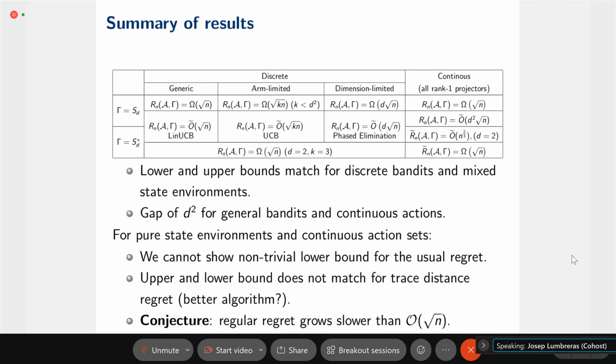So the thing to keep in mind is we conjecture that the regular regret for this case scales slower than square root of n, and actually we think it can scale just as a logarithm of n, because our trivial lower bound is constant, but we think that it cannot be improved, but we need to find this strategy. So yeah, I think that was all.